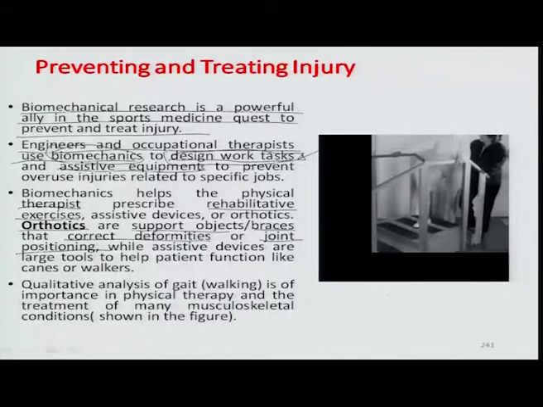So of significant mention is this qualitative analysis of gait, or the walking behavior of a person. It's of a lot of importance, particularly in physical therapies. You can see a person here trying to climb up an elevation with a certain posture, and the posture being changed or validated through a therapist. So qualitative analysis of gait particularly is of high importance in physical therapy, and treatment of many musculoskeletal conditions can be generated just by doing such qualitative analysis of the way a person walks, and the posture he takes in walking and climbing.